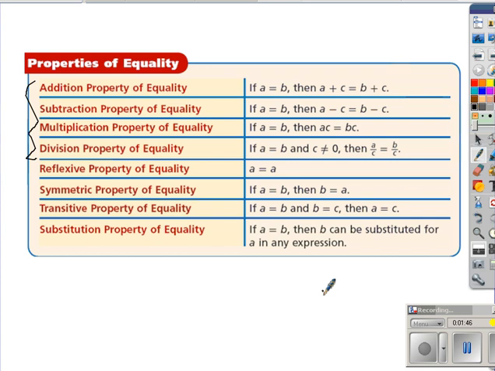What the addition property of equality says is that if we have 2 things equal to one another, we can add c to both sides. You've been doing this for a long time now. You just didn't know why. Subtraction property of equality tells you can subtract c from both sides. Multiplication, multiply both sides by c. Division, divide both sides by c. You've been doing this for a long time without really knowing what you were doing. So now we're just giving a name to it.